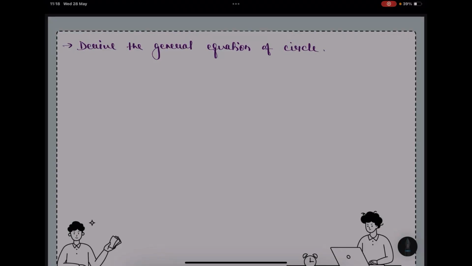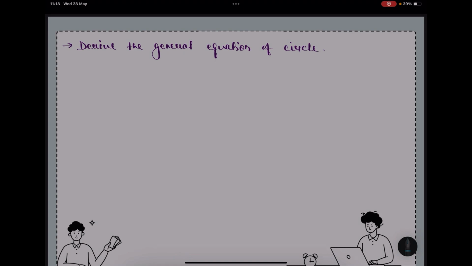Now look at this situation. So derive the general equation of circle. Okay, while dealing with straight line, you guys have studied the general form of a 2-degree curve, the condition at which a 2-degree curve will represent a straight line. We have already studied that.